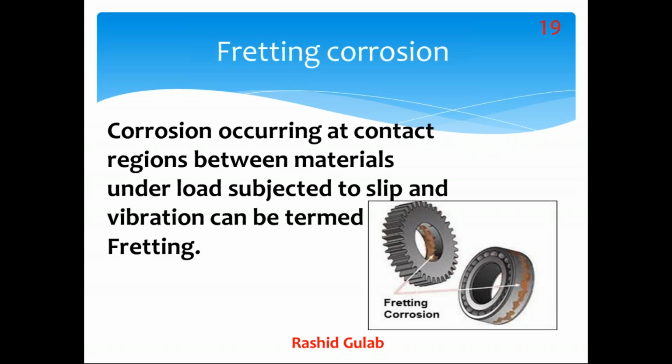Corrosion occurring at contact regions between materials under load, subjected to slip and vibration, can be termed fretting. Here we can see this bearing, where it is fixed, and its external body where it is hitting or rubbing or in direct contact. Here we can see rust on the internal ring and rust on the external area, because this area is in direct contact with the surface of this material. So when rubbing or loading or stressing this area, this fretting corrosion started.